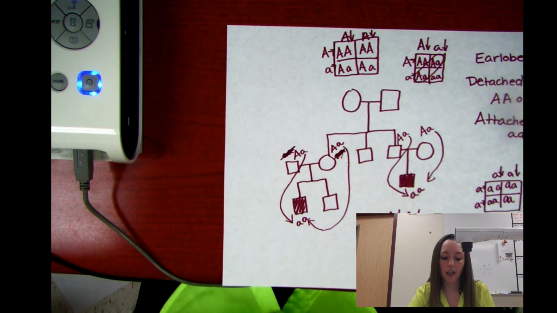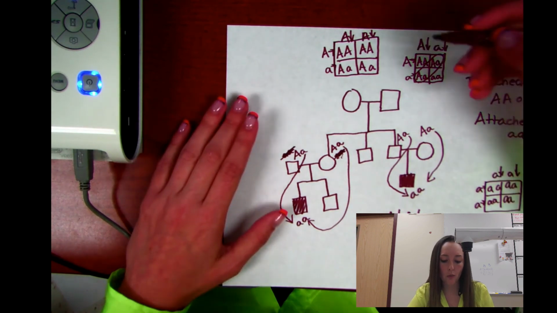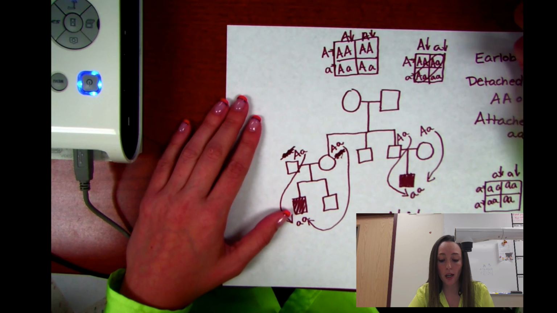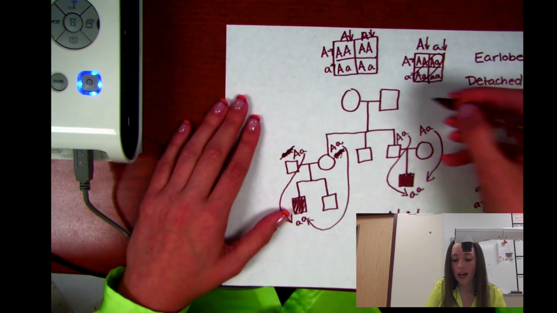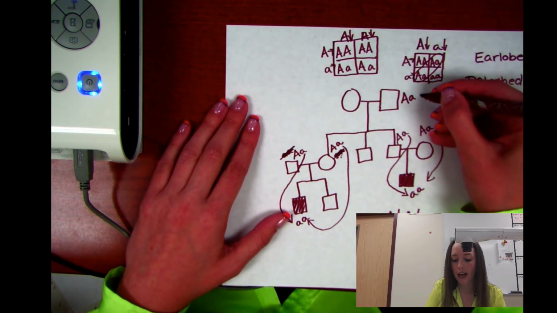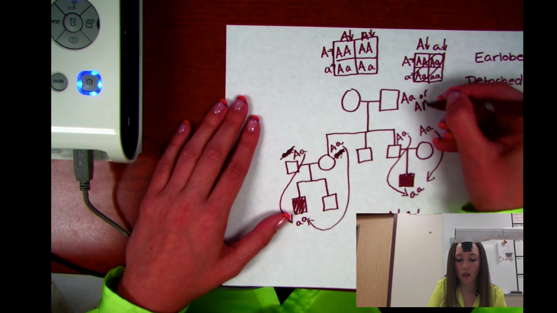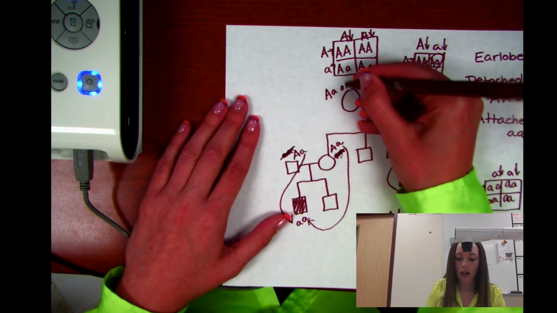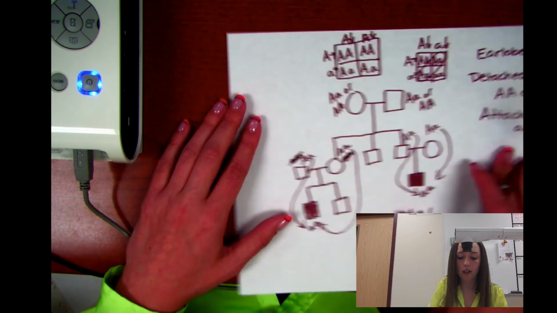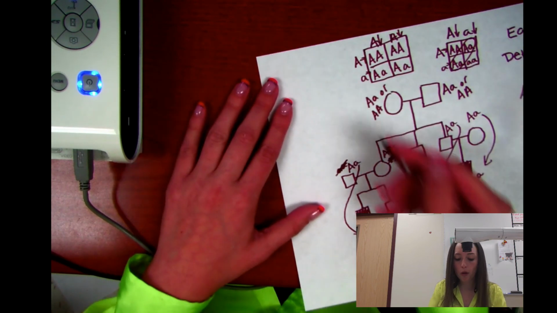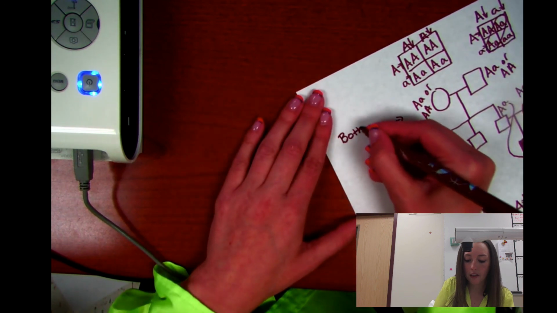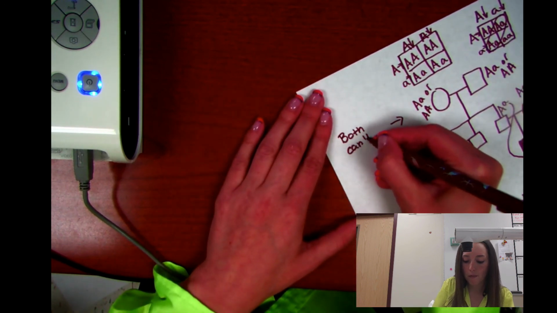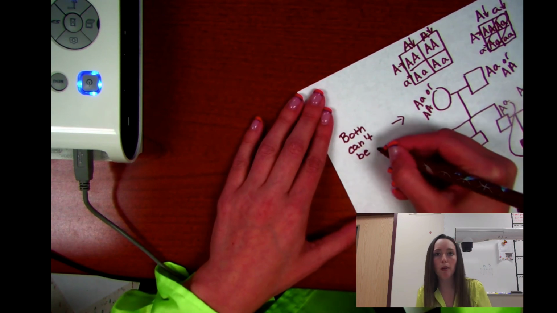We don't know if the mom is homozygous dominant or if the father is homozygous dominant. They could both be heterozygous. I don't know. So we'll say big A, little a, or big A, and then we'll say big A, little a, or big A. And then on the side, what we can do is we can say both can't be big A. Only one of them can be big A.